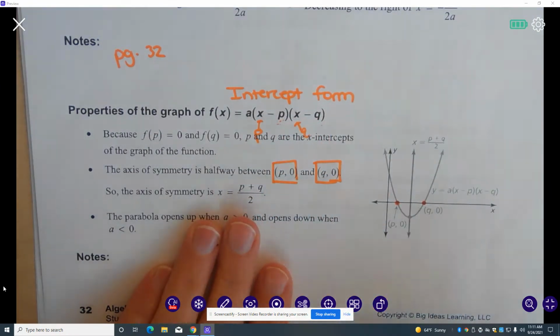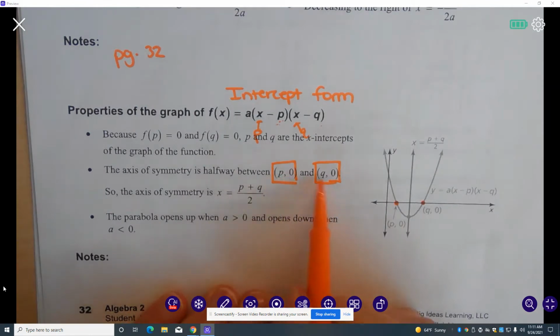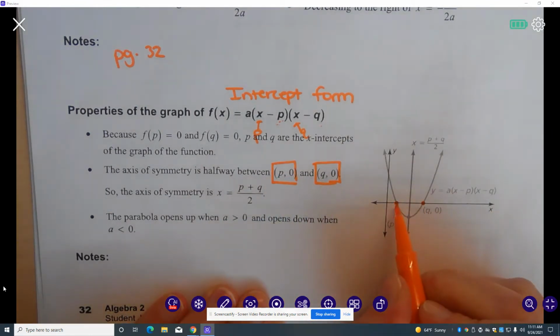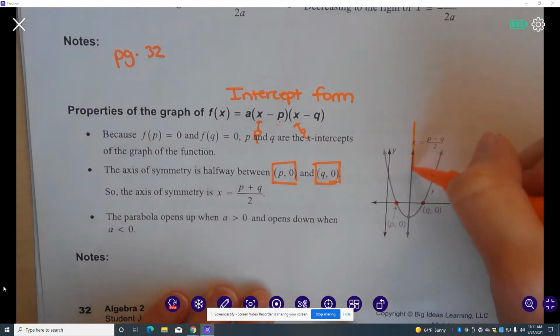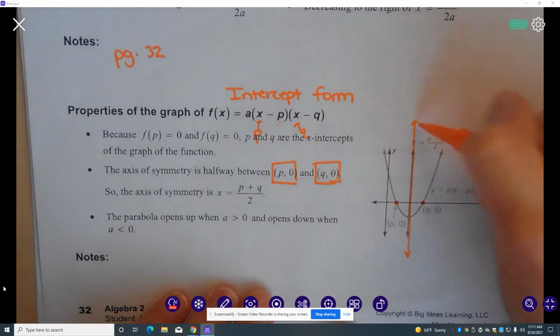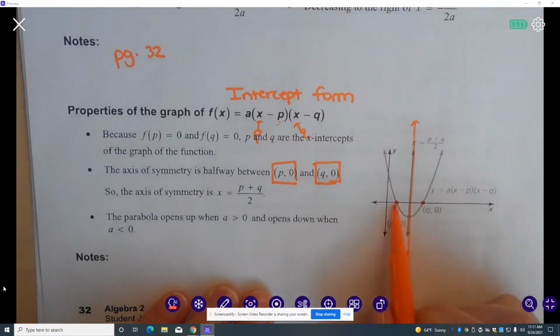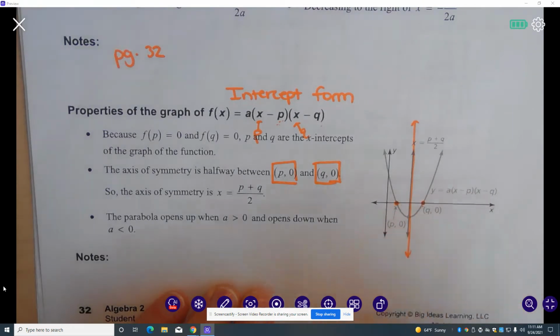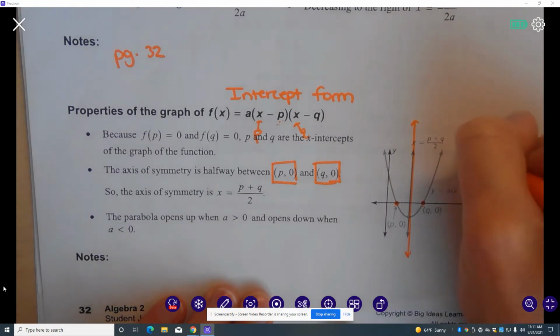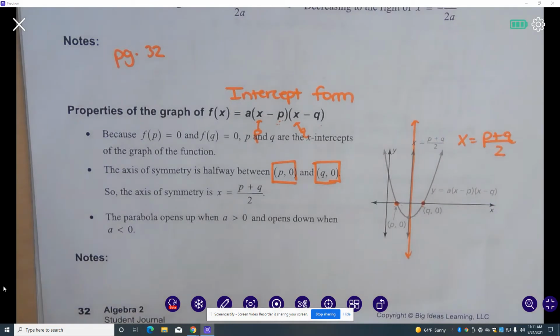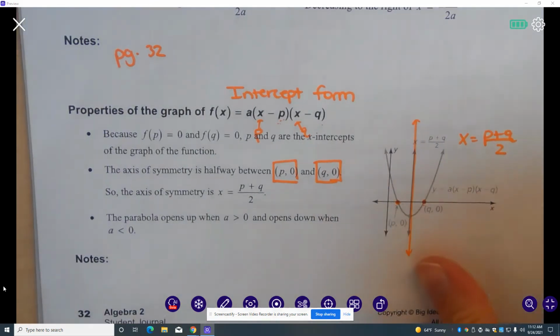Okay. And then once you find your x-intercepts on the graph, you can find the axis of symmetry by taking the average of those. You know, the axis of symmetry will be in the middle of our x-intercepts. And so to find the axis of symmetry, you will take the average by adding up p and q and then dividing by 2. So that is how we'll find the axis of symmetry.